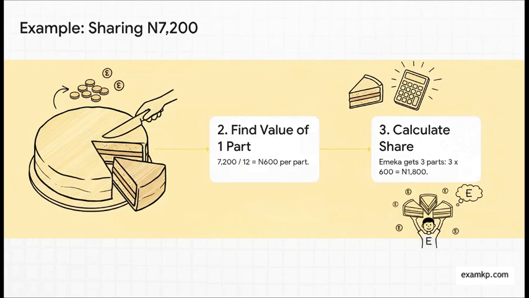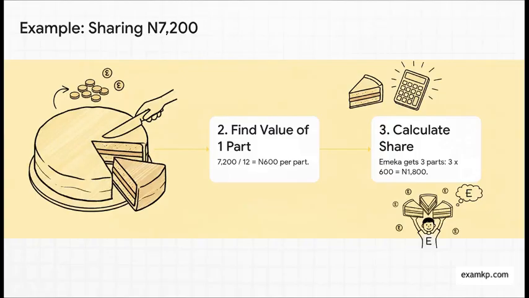So in this example, our cake is 7,200 naira. First things first, we need to know how many slices there are in total, right? So we just add up the ratios, 3 plus 4 plus 5. That gives us 12 total parts. Okay, next up, we figure out how much each single slice or part is worth. We just divide the total amount by the total parts. So 7,200 divided by 12, that's 600 naira per part. Now for the easy bit. A gets 3 of those parts. So that's 3 times 600, which gives us 1,800 naira. See? Simple as that.